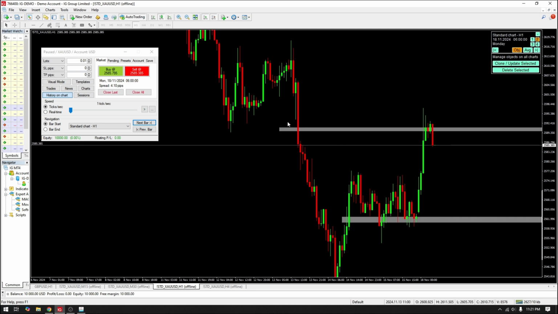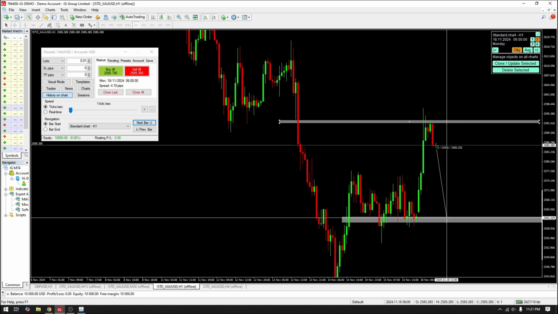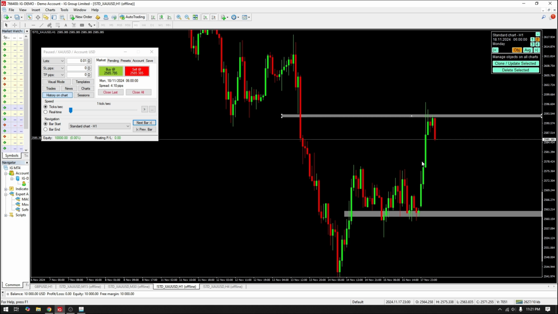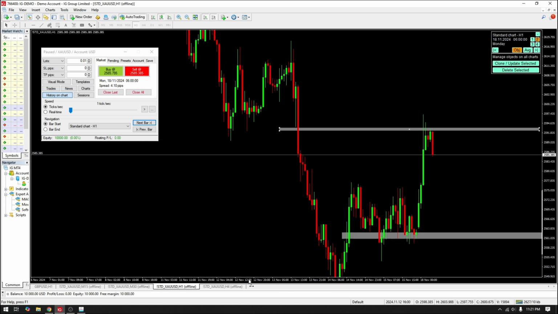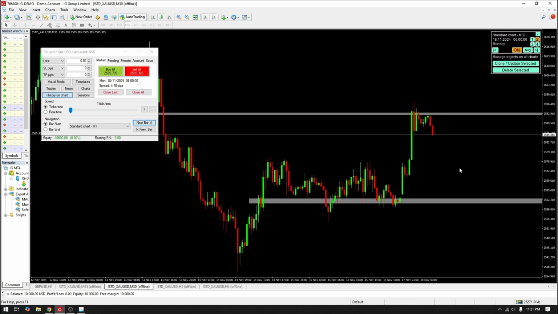So we're just going to go back. We've got a bit of market structure here. We've got a lot of clean range on gold, a lot of clean range on gold this morning. So this is actually really good. It gives us a nice platform. So clone these. Okay, perfect.